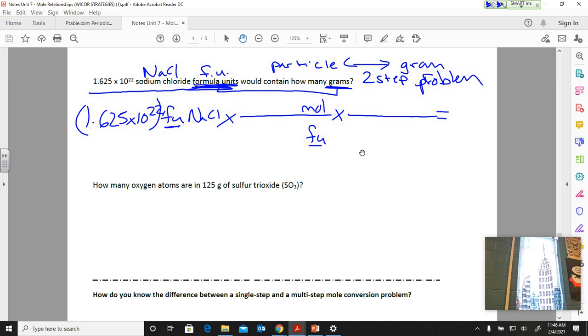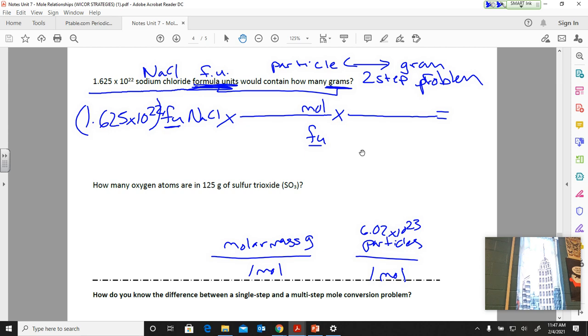Now, what numbers go with these things? If we look at our conversion factors, again, I'm going to write them down here just so we can remember it. So it's either molar mass from the periodic table, which is in grams over 1 mole, or flipped upside down would be 1 mole over molar mass, or it's particles over 1 mole. And that number of particles is 6.02 times 10 to the 23rd. Now, which one are we dealing with here? Well, formula units is a type of particle. So is atoms, so is molecules. So I know that this is going to be this kind, not this kind. It's going to be the 6.02 times 10 to the 23rd particles.